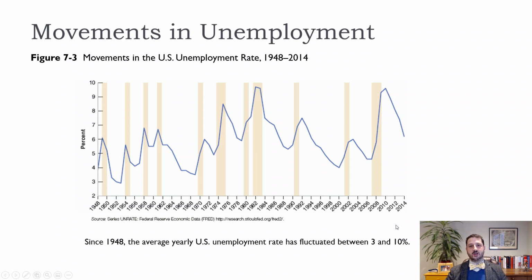So here's the unemployment rate going back to 1948. You can see, obviously, the bars represent recessions. You can see the unemployment rate increasing in recessions. I think one of the things to notice is that these post-war recessions tended to be sharper and shorter than recessions now, right?